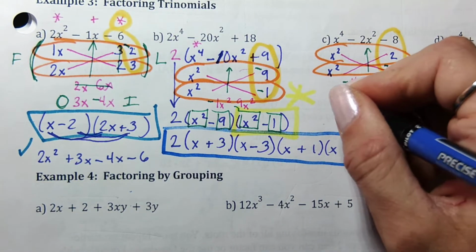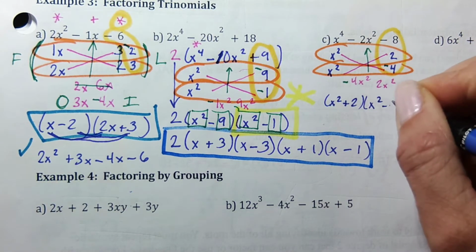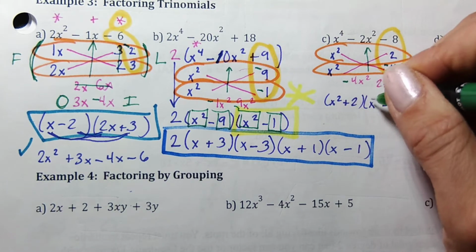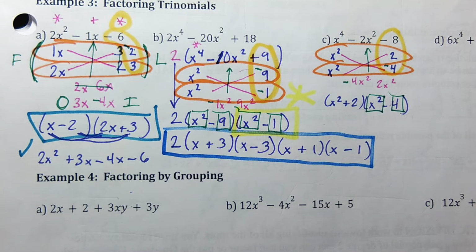x squared plus 2, x squared minus 4. Can we factor it a little bit further? Yeah, why? Difference of squares only with the second parenthesis.